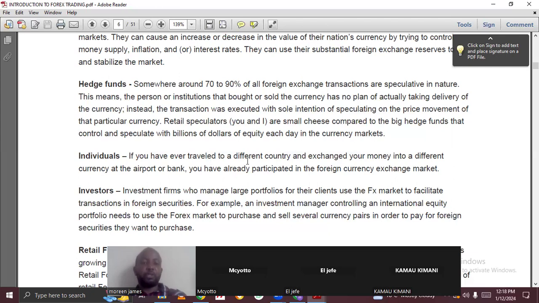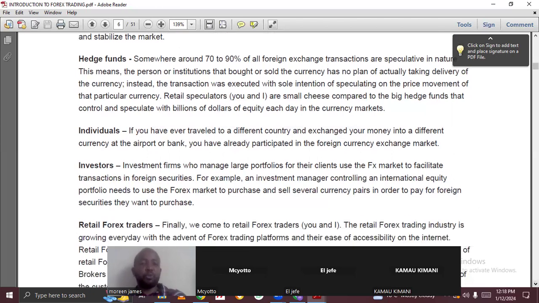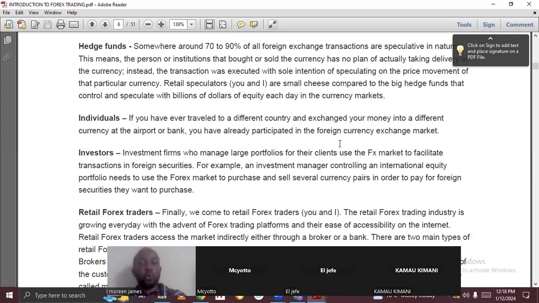Then we have individuals. If you have traveled to a different country and exchanged your money into a different currency at the airport or bank, you have already participated in the foreign exchange market. Say you're planning to travel, or in future you'd love to travel, go to Europe, US, or whatever country. You will need to exchange your money into that country's currency. You'll be participating in the foreign exchange market, or the Forex market. Basically, it revolves around us. You cannot do away with it.